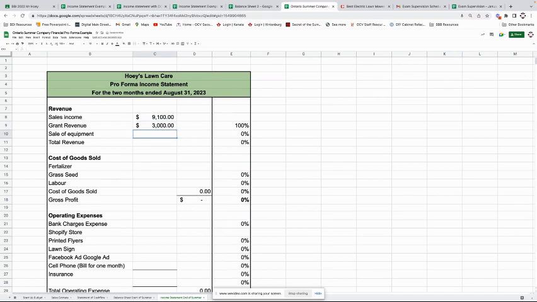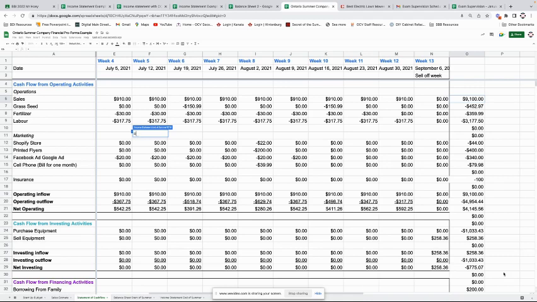The other source of potential revenue that you have is at the end of the summer, if there's any equipment that you bought and you don't need it anymore, what you can do is you can sell it. And so we've accounted for that on our statement of cash flow here in the sale of equipment of $258.